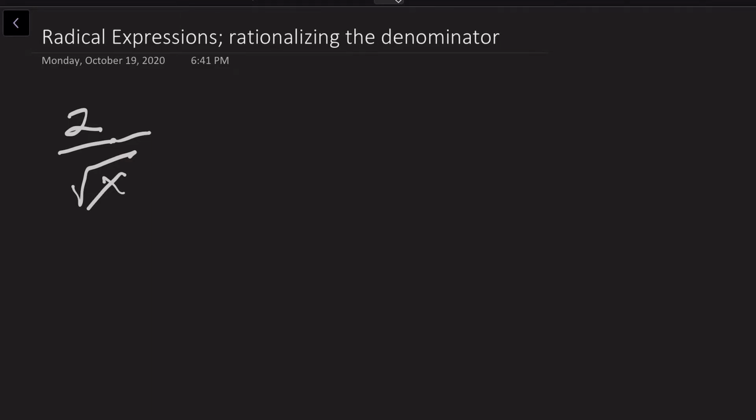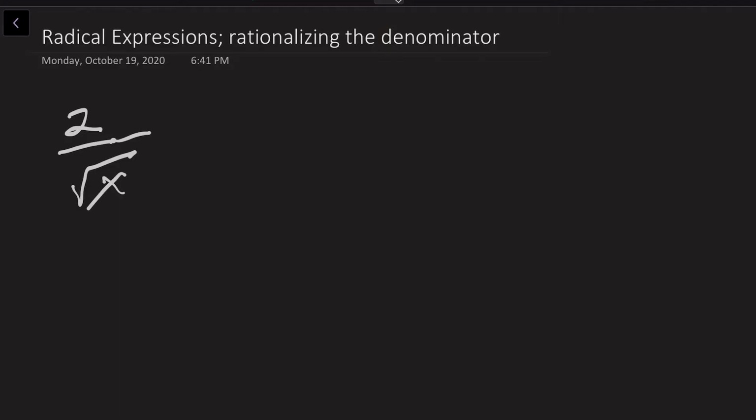Radical expressions, rationalizing the denominator. A radical is in its simplest form when three criteria are met. First of all, possible factors have to be removed from the radical. Second, the index of the radical has to be reduced. And last, all fractions have to have radical-free denominators.